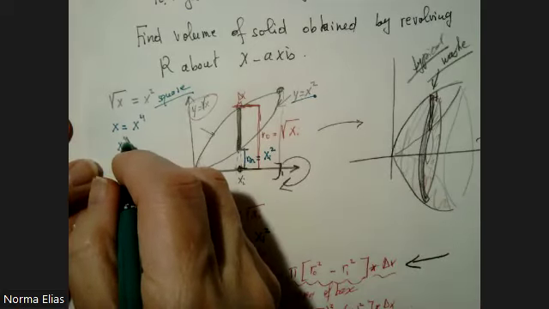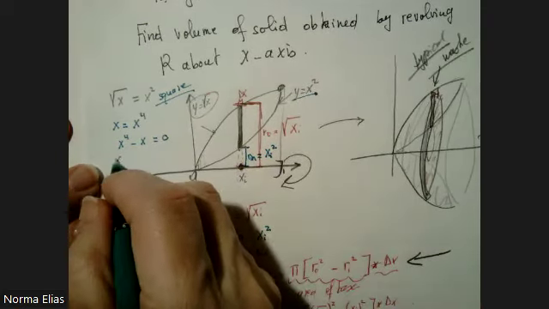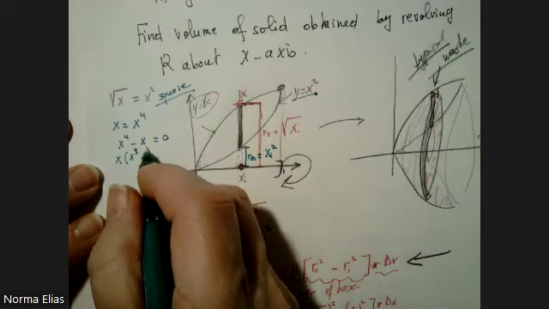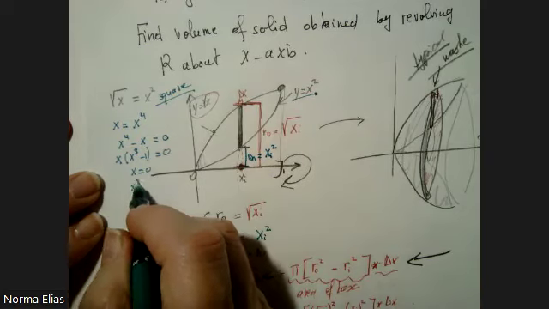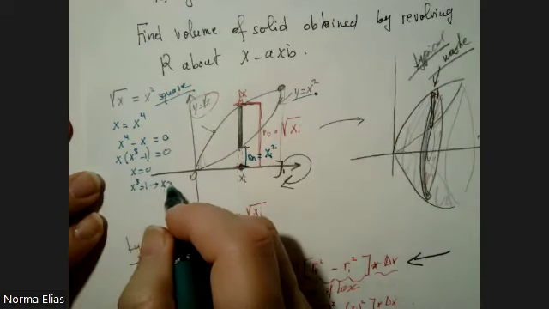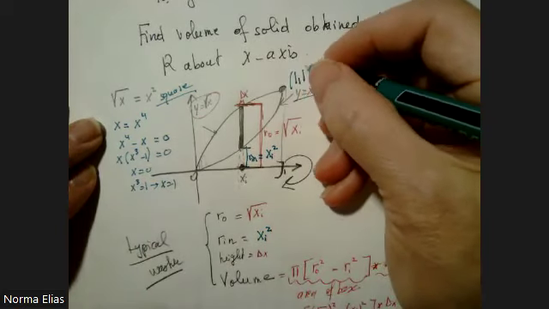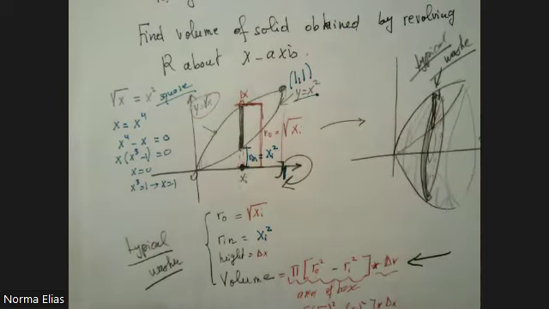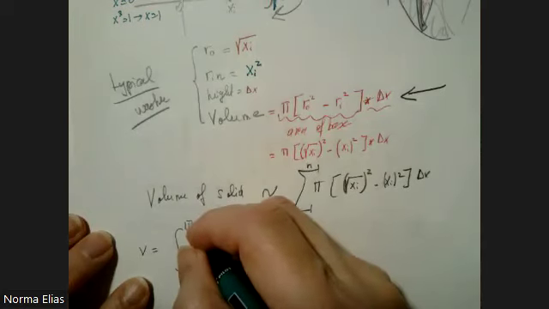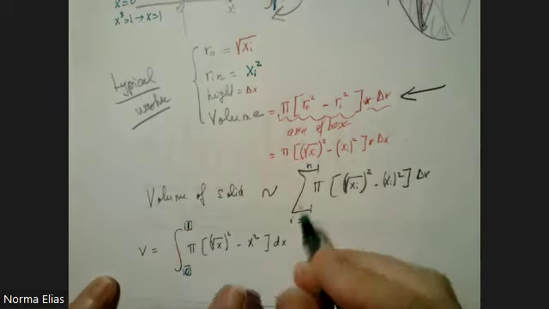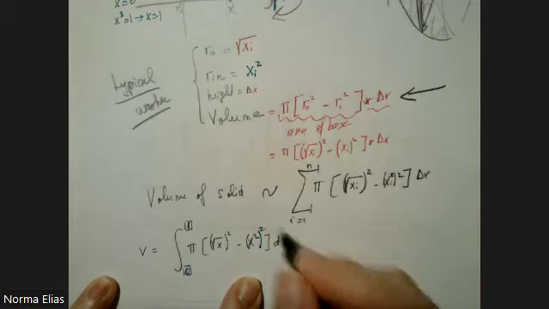And then you set x to the fourth minus x equal to 0. You factor out, and then you get x equal to 0, x cubed equal to 1, giving you x equal to 1. So this point is going to be 1, 1. So this is right here, 1. So finally, this is equal to the integral from 0 to 1 of that. And now the rest is actually trivial. Sorry, I made a mistake here. That should be x squared squared.